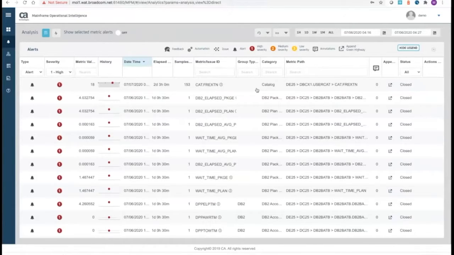I have logged in to the MOI user interface. This is a demo system. It's not running production workload, but helps in conveying the possibilities with MOI to detect similar situations in the real world. In this alert panel, there are a number of alerts surfaced. The very first alert is about catalog, and there are a bunch of alerts related to the DB2 plan and packages, and there are a bunch of other alerts with respect to the DB2 subsystem itself, and some of them are related to CICS and so on.